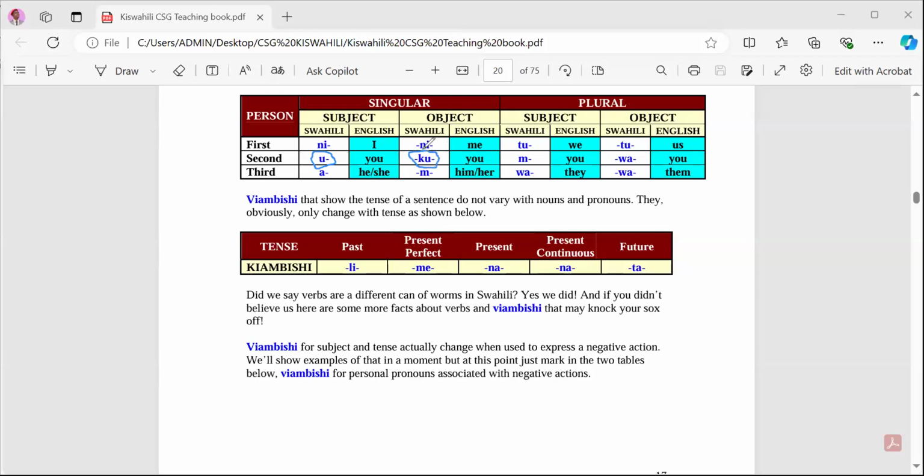You see? So the "u", which is the prefix in the second person, will be replaced by "ku" in the object. We together there? That's the difference between "u" and "ku". Wewe unafundisha. Alikufundisha. Alikufundisha. Wewe unafundisha. Alikufundisha.